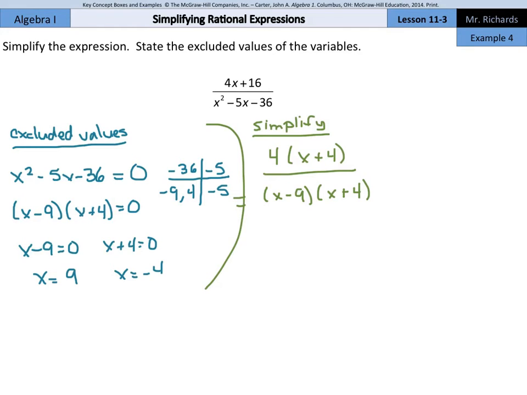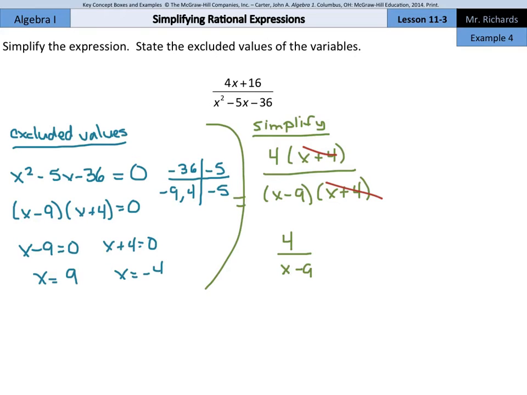And now a cool thing happens. Since we have all multiplication here, we can divide out these two common factors, the GCF. And so that simplifies, and we're left with 4 over x minus 9. And that's the expression simplified.